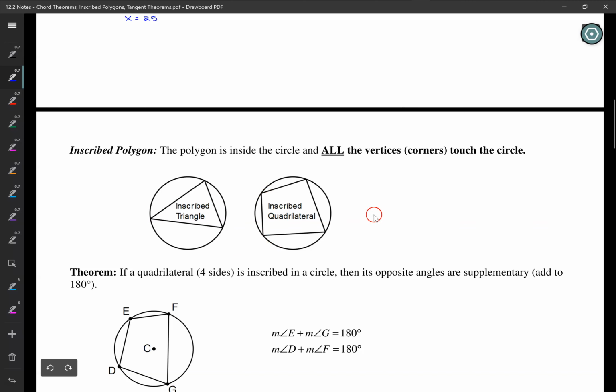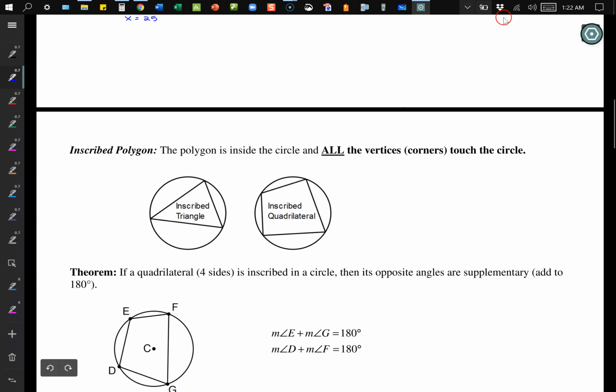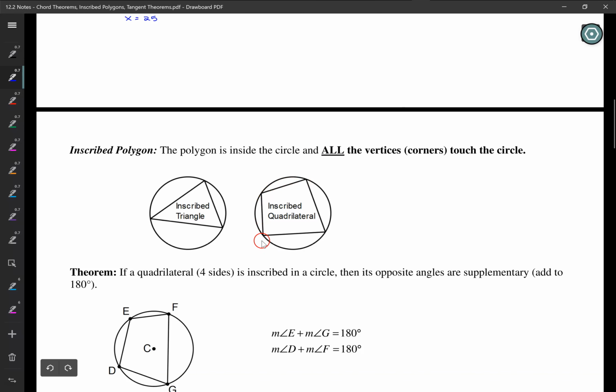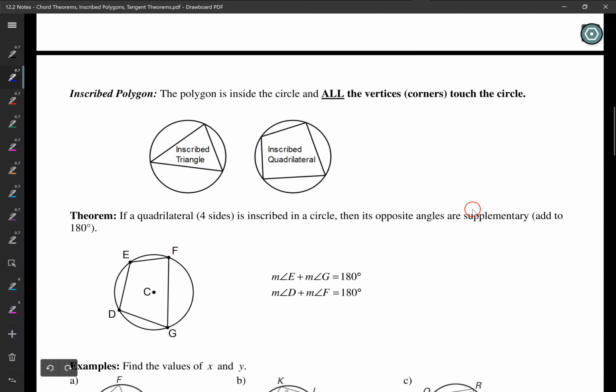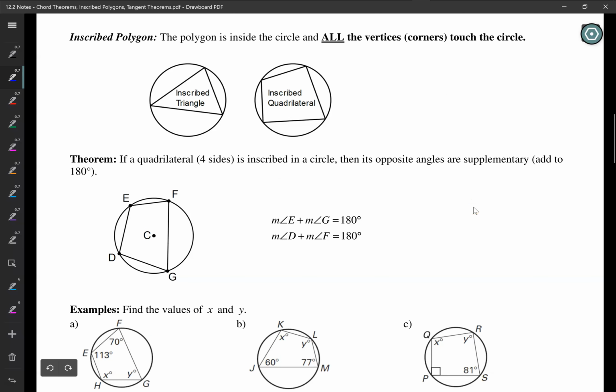An inscribed quadrilateral, quadrilaterals have 4 sides and all 4 of the corners are on the circle. So there's a theorem about inscribed quadrilaterals, and it says if you have an inscribed quadrilateral, then its opposite angles are supplementary. The ones across from each other add to 180 degrees.